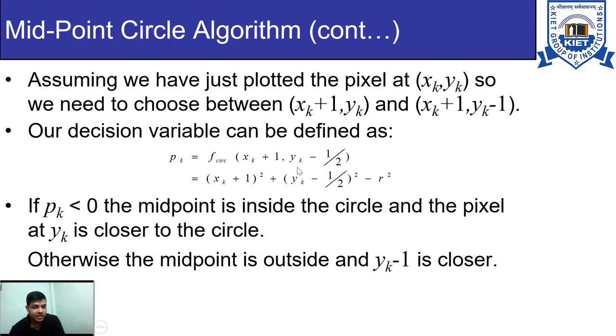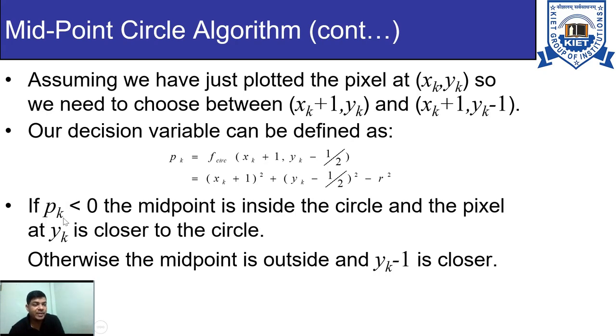So you can see here we are choosing the midpoint, and we know that the coordinates of the midpoint are xk plus 1 comma yk minus 1 by 2, and we are substituting the value of x as xk plus 1 and y as yk minus half in the function. And what is the function? Function is x square plus y square minus r square, and in that case we will get the pixel parameter at kth position, which we are representing as pk. Now this parameter will help us to make the decision.